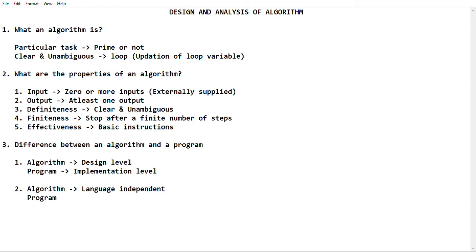But a program is always written by maintaining the syntax of a specific language. So these are the main differences between an algorithm and a program.